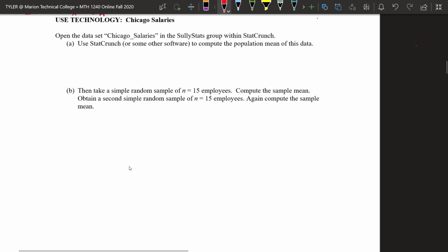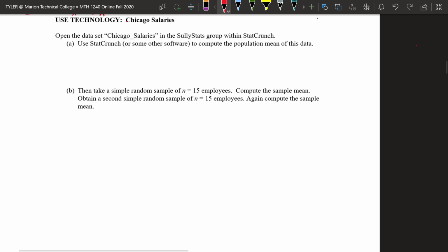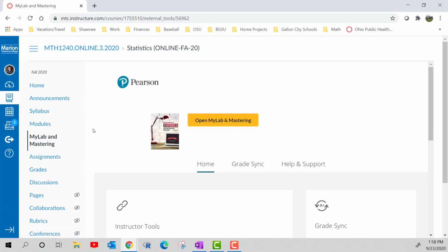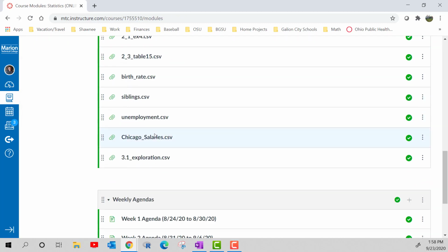All right, so now what we want to do is to use some technology. We want to use a data set called Chicago salaries, right? So there's a couple of ways you can get to this. Let me show you. If you go to modules and go to the data sets module, I have the Chicago salaries listed here as a CSV file format. You could download that and then copy and paste that into Statcrunch.